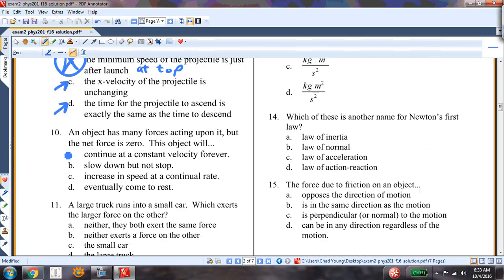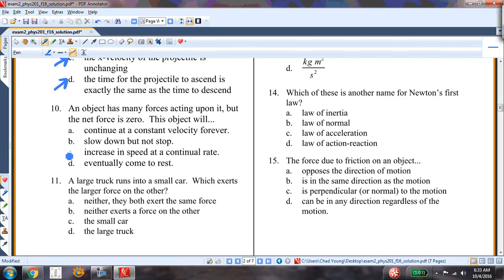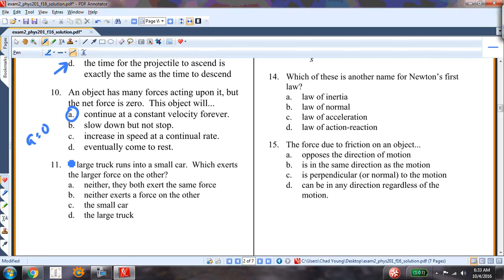An object has many forces acting upon it, but the net force is 0. The object will, well, if the net force is 0, that means the acceleration is 0. That means the velocity will not change. So it will continue at a constant velocity forever. All these others, B, C, and D, require some acceleration.